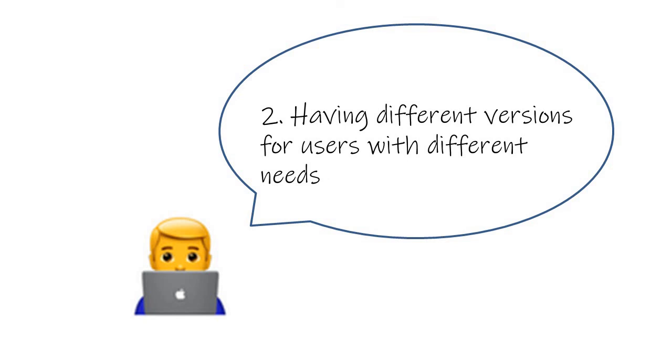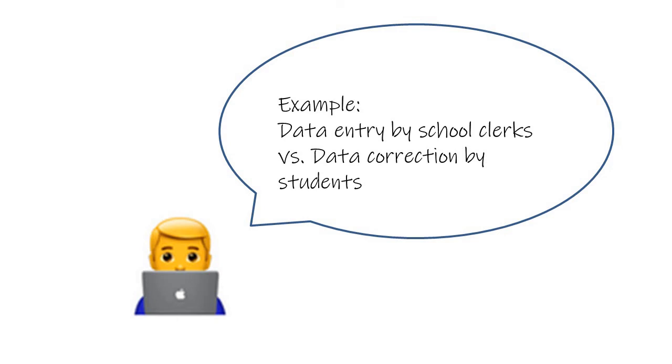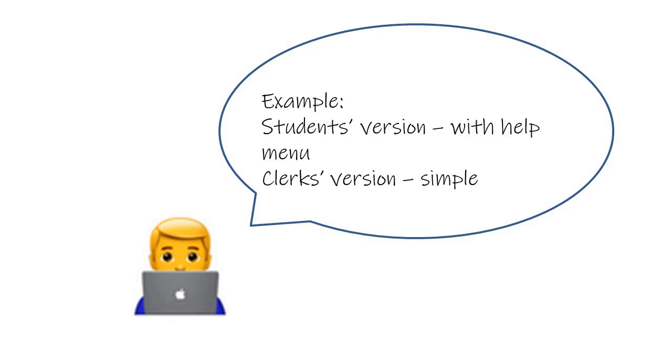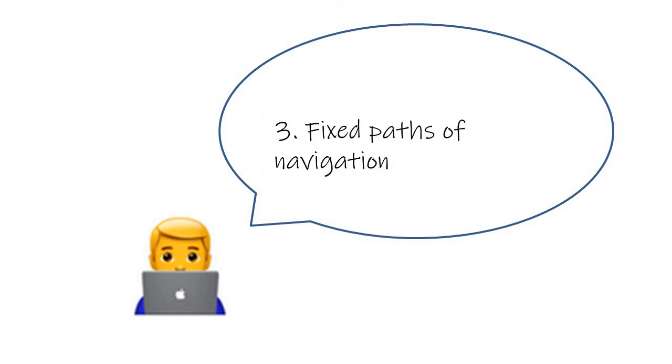As for having different versions for different types of users, it aims to enhance efficiency. For example, an interface is designed for data entry by school clerks, while another interface is designed for data correction by students. Help menus can be added to the student's version to guide them through the form, while the clerk's version can be kept as simple as possible. There should also be some fixed paths of navigation from one form to another within an interface to prevent users from being lost when going from one form to another.